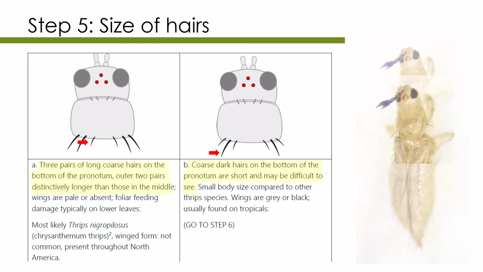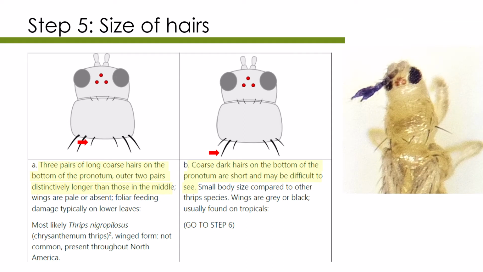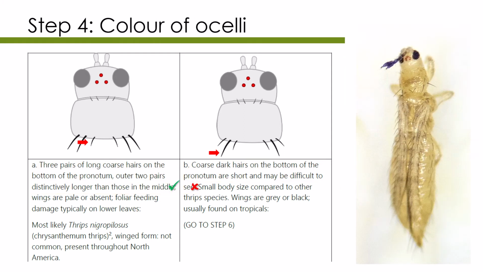On our specimen, we can clearly see the hairs on the bottom of the pronotum are quite long, and the outer pairs are longer than the pair in the middle, as option A says. Next, option A says the wings are pale or absent, and in option B, the wings are either gray or black. Our specimen has pale wings, so option A is correct again.